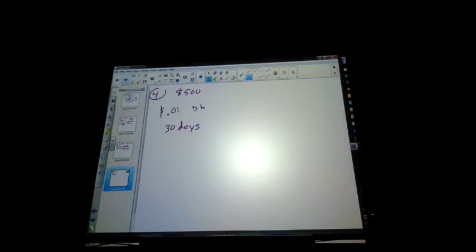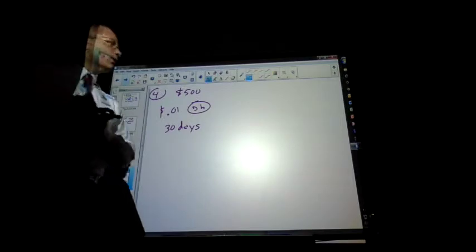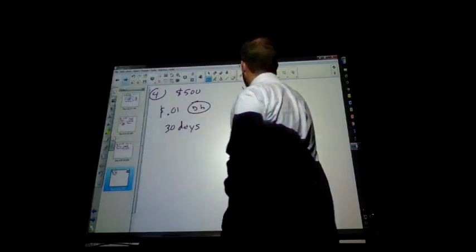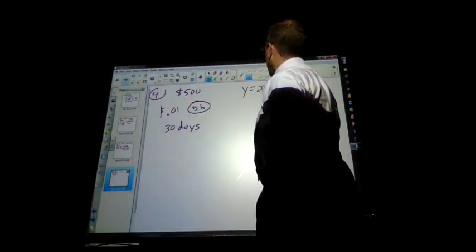So the second day you get 2 cents, the next day you get 4 cents, the next day you get 8 cents, 16 cents, and so on and so forth. He's going to double it every day. So let's figure this out. Y equals A B raised to the X.